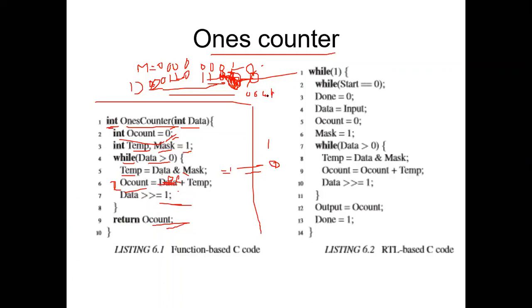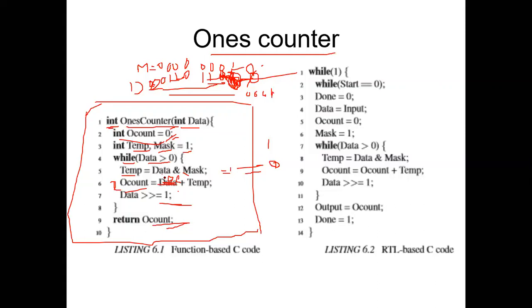So this is a normal C code, suitable for implementing in a normal processor. If a processor can execute C code, it will get the number of ones count. But this is a software code, and we cannot directly implement it in hardware. If you are going to execute it in software, then there are no issues, it will be fine. But right now our aim is to design hardware for this particular functionality, so we need to define a hardware.